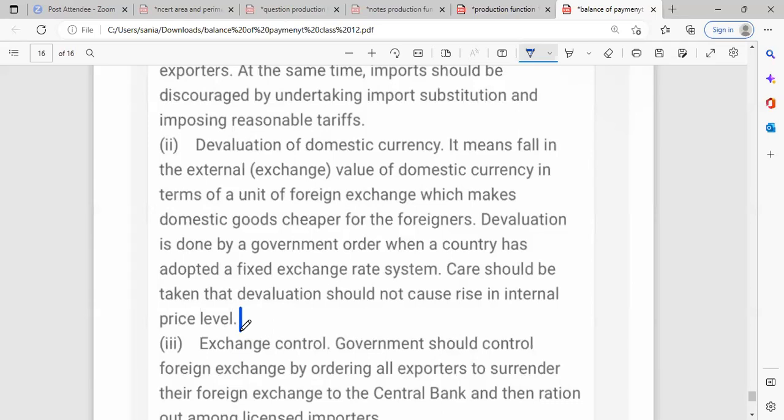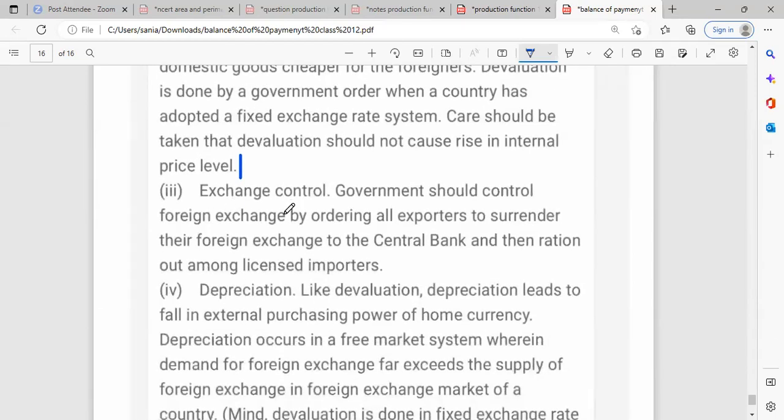So what you will do is devalue your currency. Because of this, your currency is cheaper, so everybody will purchase, and because of this you will get foreign exchange reserves. But remember one thing: because of devaluation in your country, inflation should not come. Inflation means the price level should not go up, right?